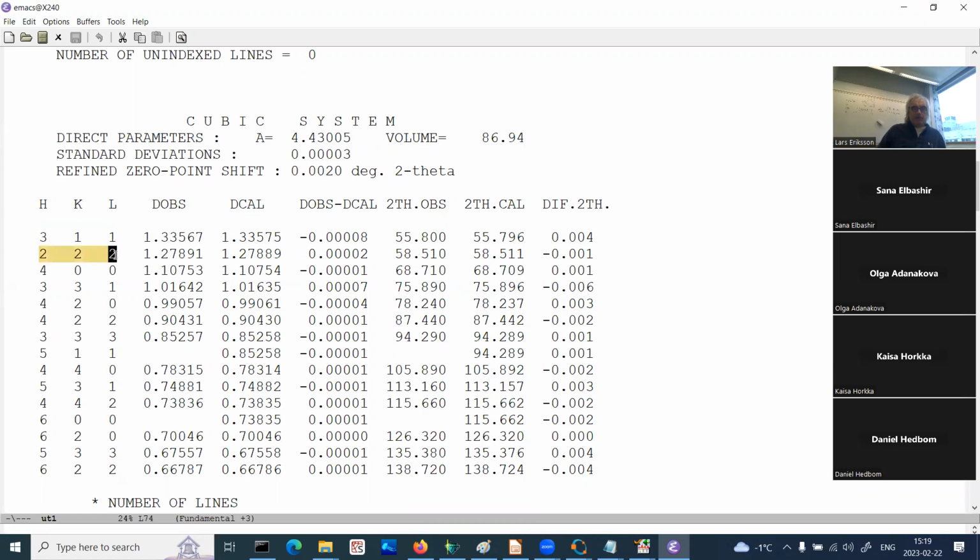All odd, all even, all even, all odd, all even, odd. Maybe this is the room temperature data and not the ATK data, because the ATK data should be twice the unit cell. But this is at least reasonable, and there's no reason not to believe these data.